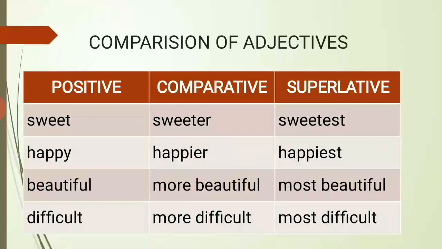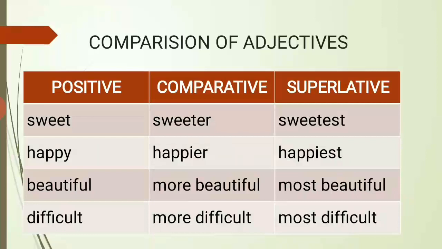So in positive degree, there is no comparison made, but in comparative degree we compare two people or things, and superlative degree is the highest degree of a quality. We actually compare more than two people or things. Of course, these are formed by adding est to the positive degree itself. So sweet, we'll add est, it will become sweetest. Happy, happiest. And for longer words, we use most before the positive degree itself, and then the superlative degree is formed. Most beautiful, most difficult.